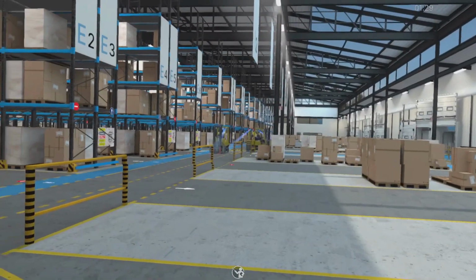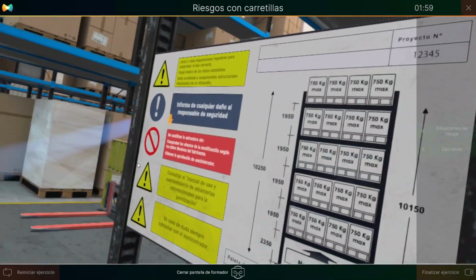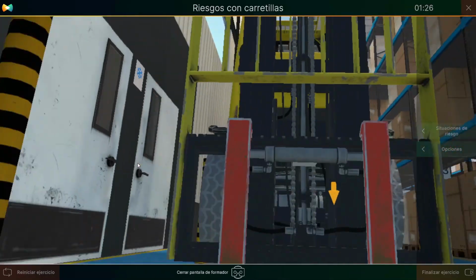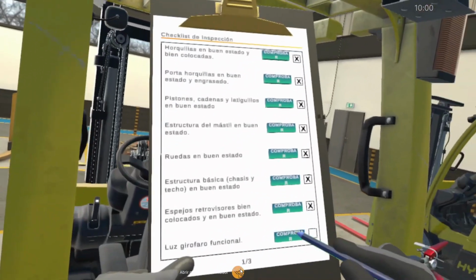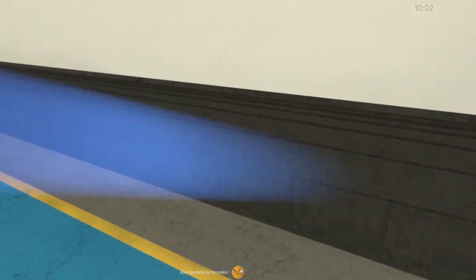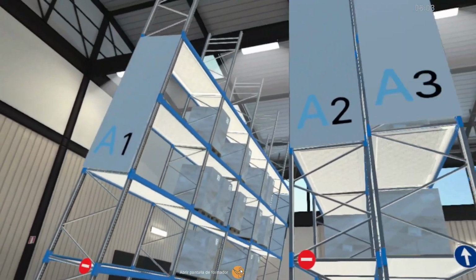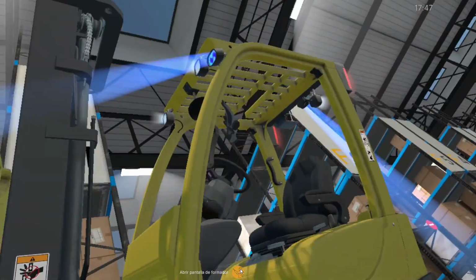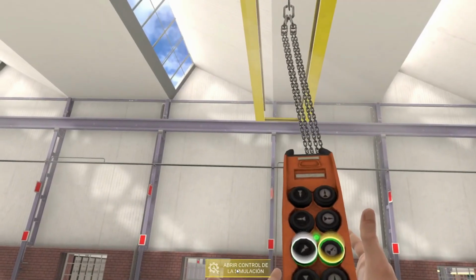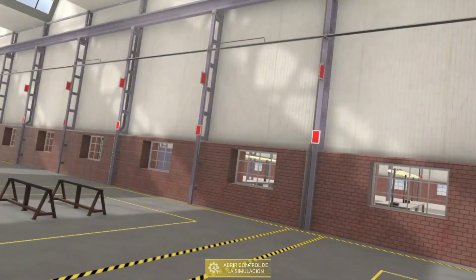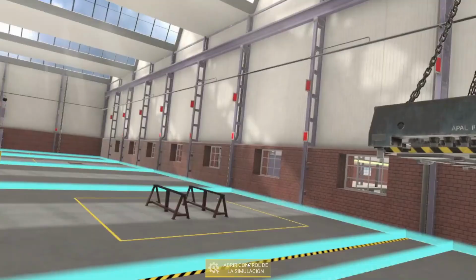We have 2 simulations regarding the specific machinery used in these environments. One is forklifts, which allows us to perform a machine checklist and experience risks such as shelving collapse or tipping over. The second is the overhead crane simulation, which lets us learn how to operate an overhead crane safely.